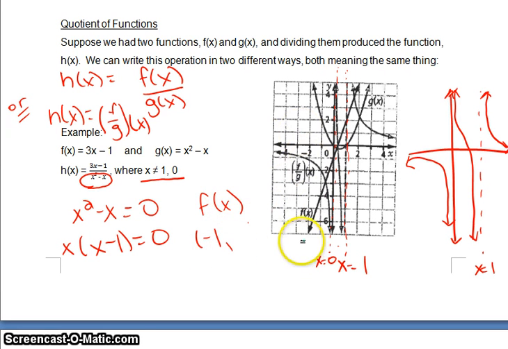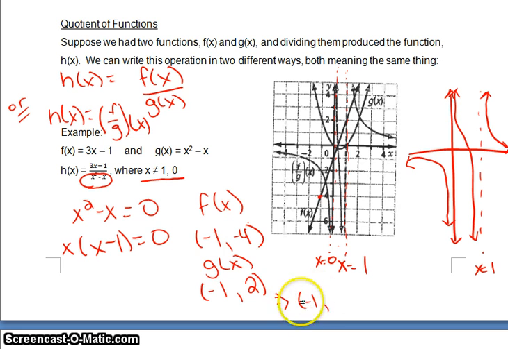So for f of x, that's this nice straight line here. When x is at -1, we are at y is -4. And for g of x, when x is equal to -1, that's this parabola here. When x is -1, y is equal to +2 there. Okay? So then what we're going to do is take -4 divided by 2. So what we'll have is -1. So remember that x value stays the same.